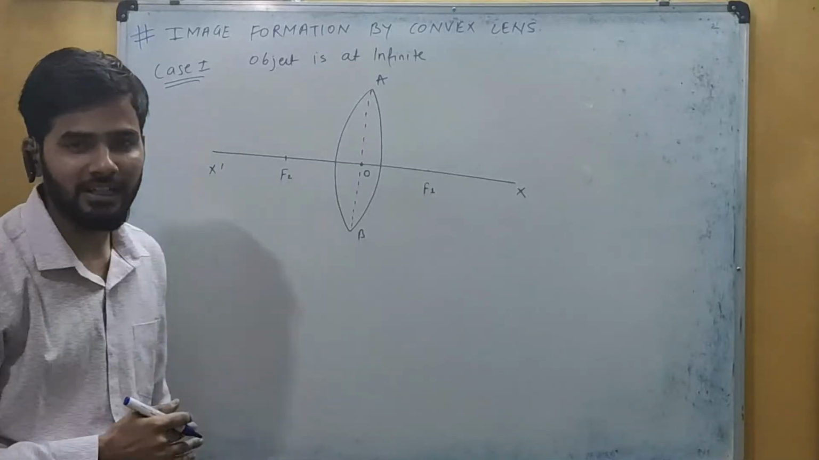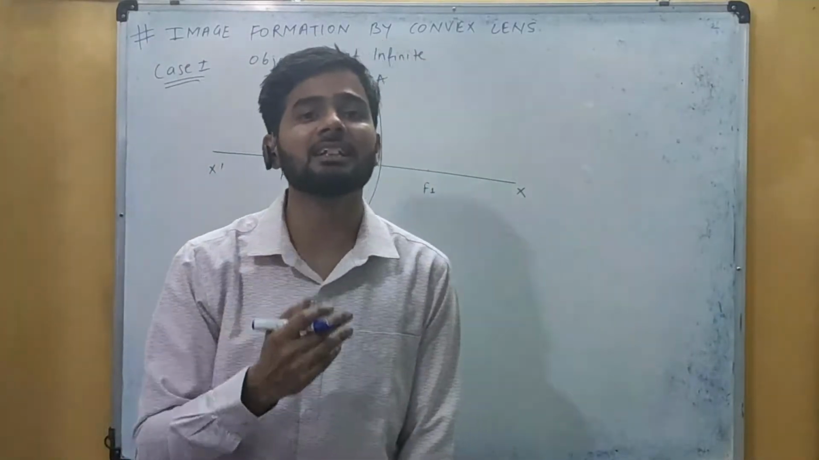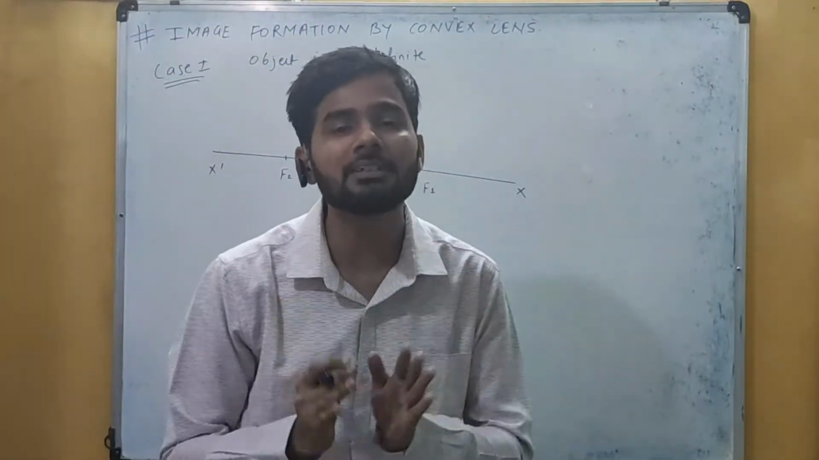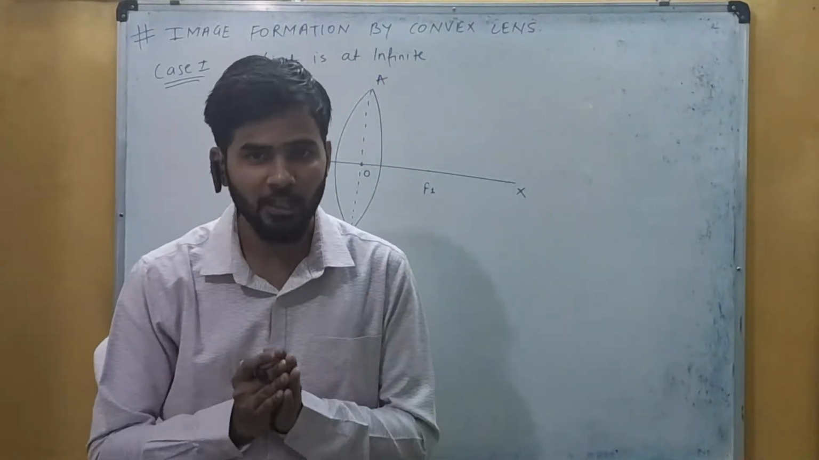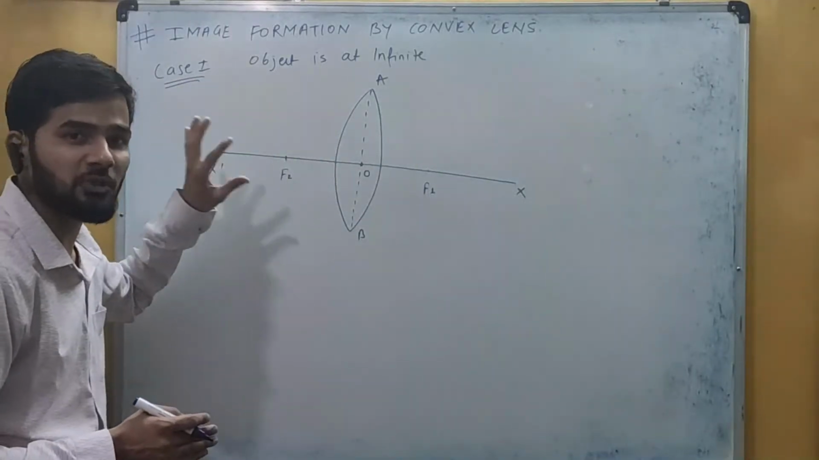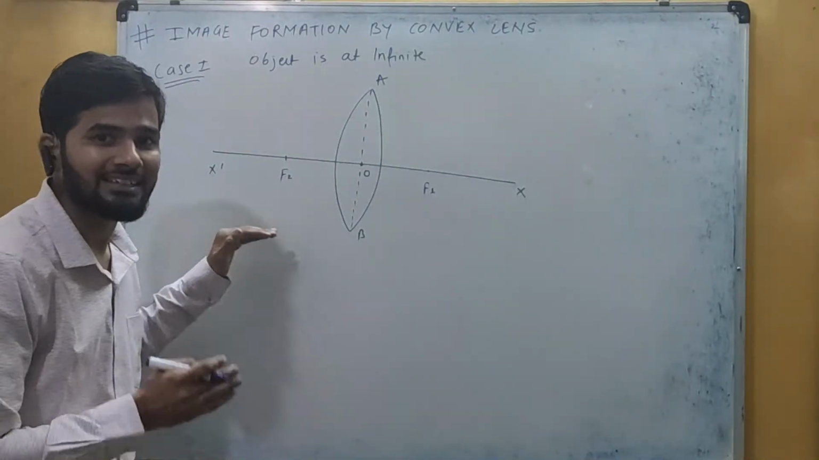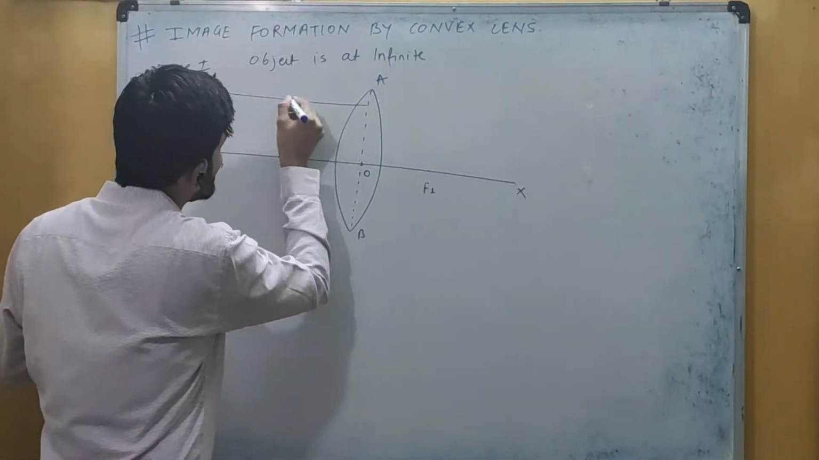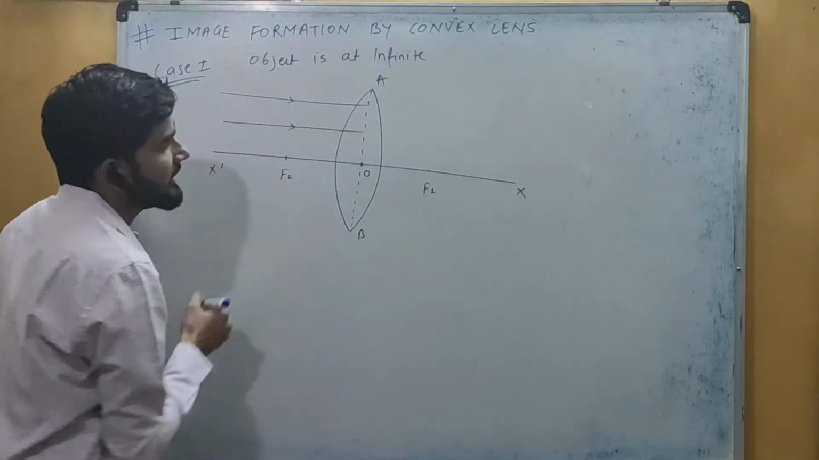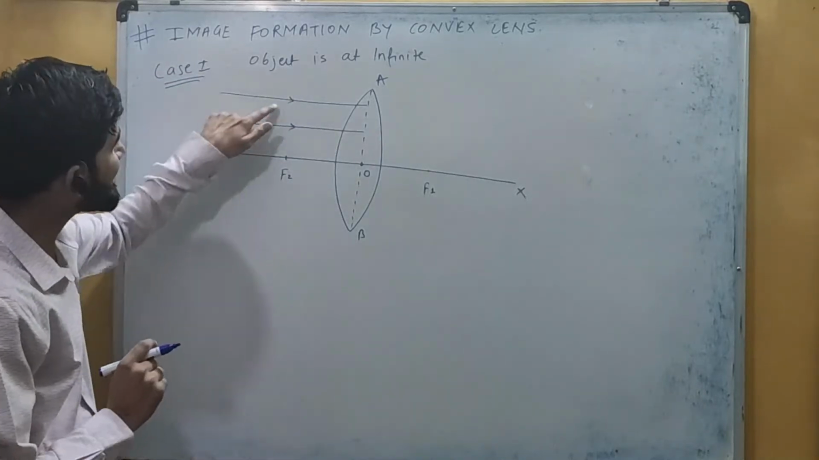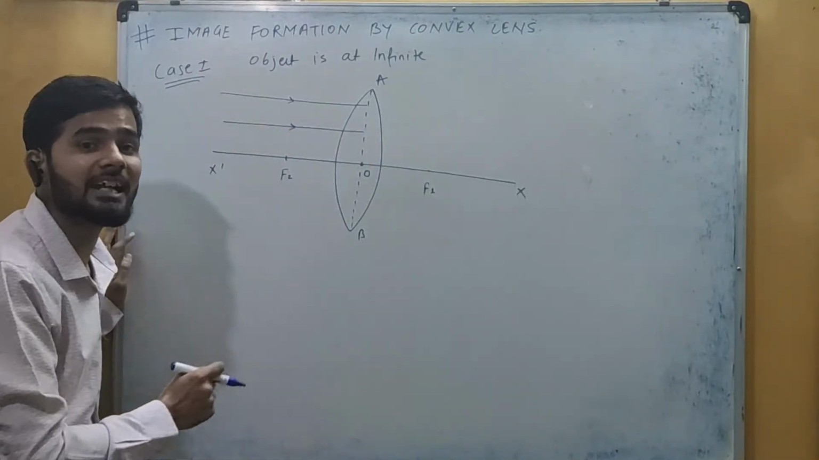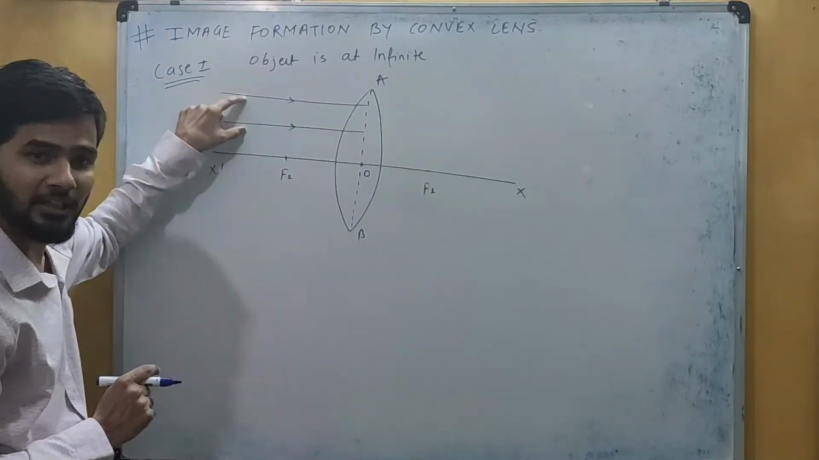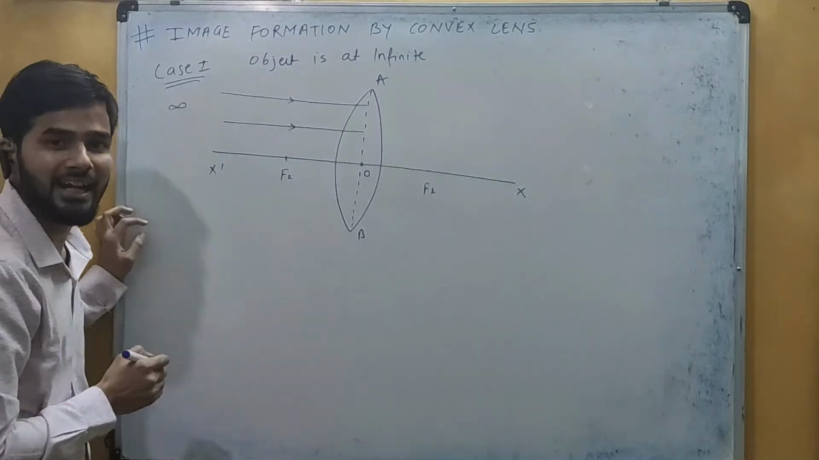Now the object is at infinite. How do we represent an object at infinite, or light rays coming from infinite? It is simply represented by parallel light rays. If I draw parallel light rays which are parallel to each other and even parallel to the principal axis, then that represents that the object is at infinite. So let us draw the parallel light rays, this light ray and this one. Whenever you are drawing these ray diagrams, these arrows are very important because they represent where the light rays are coming from. If the light rays are coming from infinite, that is, they are parallel to each other, it means that the object is placed at infinite.